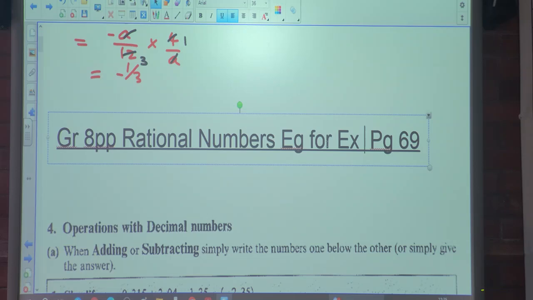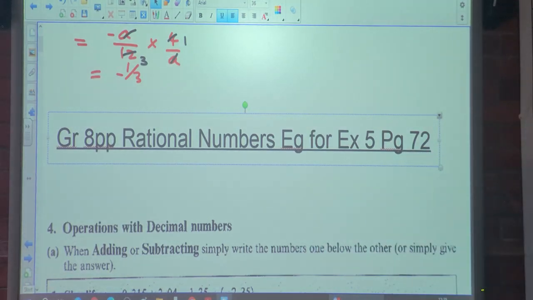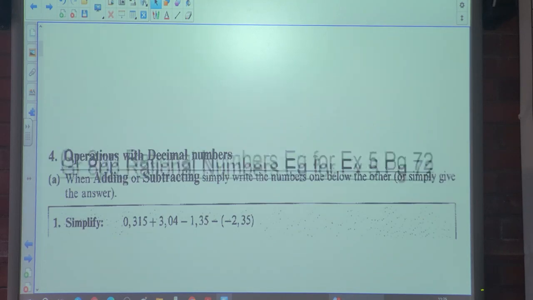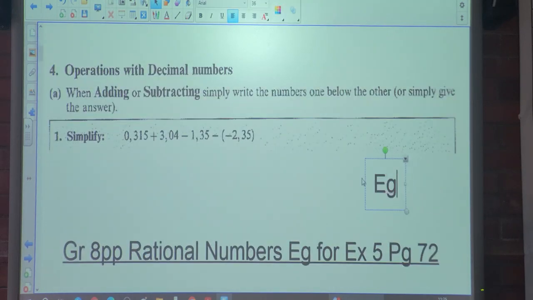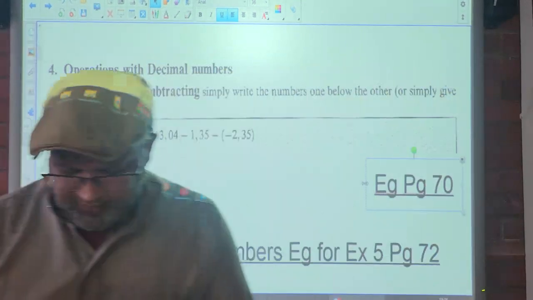These are the examples for exercise 5, and exercise 5 is on page 72. However, this example is on page 17. Alright, page 17. So let's go.